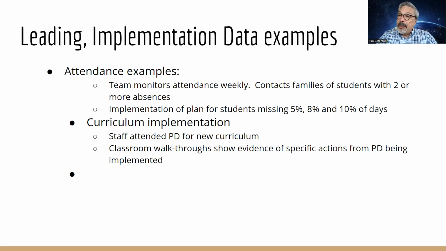Likewise, there might be an implementation plan of what we are going to do when a student hits 5% of absences, knowing that chronic absenteeism is greater than 10% of the school days. What happens when they hit 8%? What happens when they hit that 10%? Are we just giving up? What are we doing in each one of these steps, and how does that actually affect what happens?